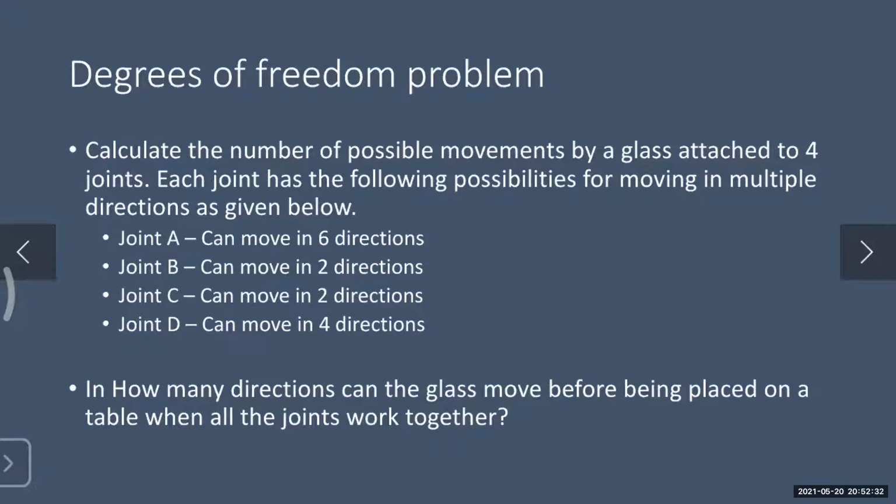Now joint B can move in 2 directions. Now you have a glass and you have to place it at a particular place in front of us. Joint B can move in 2 directions, joint C can move in 2 directions, joint D can move in 4 directions. So can you tell me how many possible directions are there in total in which a glass in your hand can move before it reaches the target?